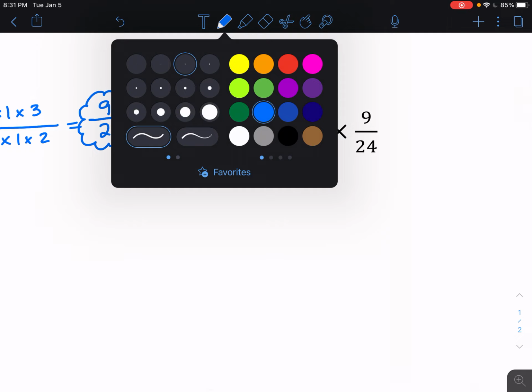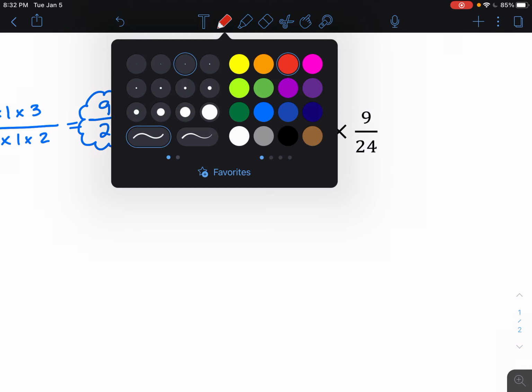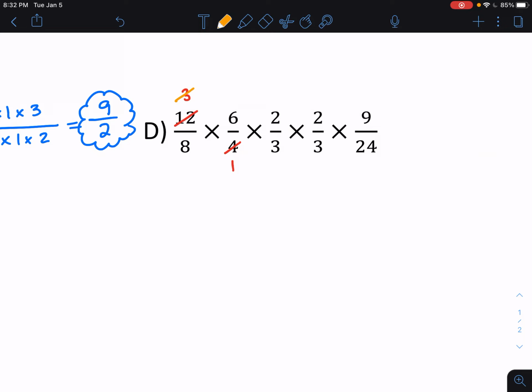This last one over here, let's change to my red first. So we're going to cross out anything that's the same first. Looking through these fractions, nothing appears to be the same. So I'm going to start with just regular cross canceling because nothing on the top and the bottom matches. So in this one, I know that 12 and 4 can go together. So 12 divided by 4 is 3. And now I have something that matches, so I can cross out the 3 on the top and the 3 on the bottom.